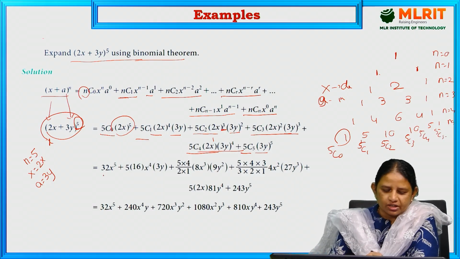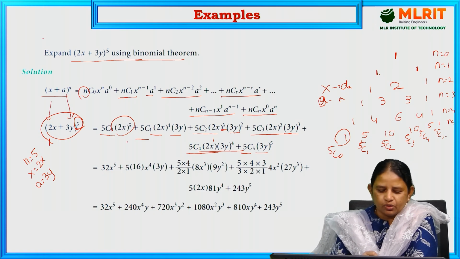5c naught value is 1, 2 to the power of 5 is 32, so 32 into x to the power of 5. Then 5c1 is 5, 2 to the power of 4 is 16 into x to the power of 4.